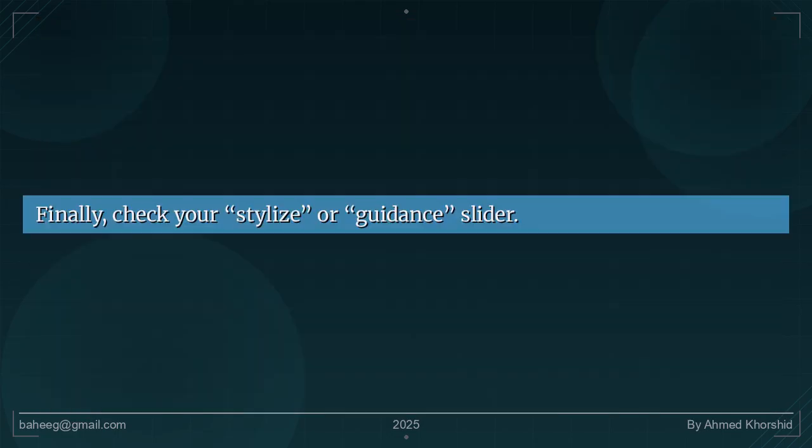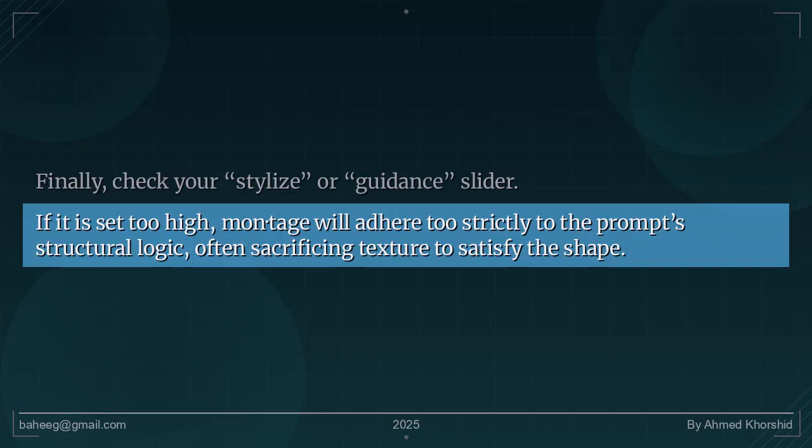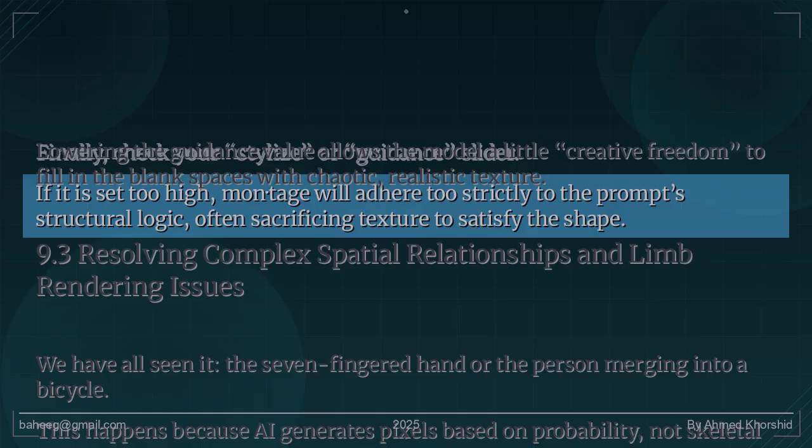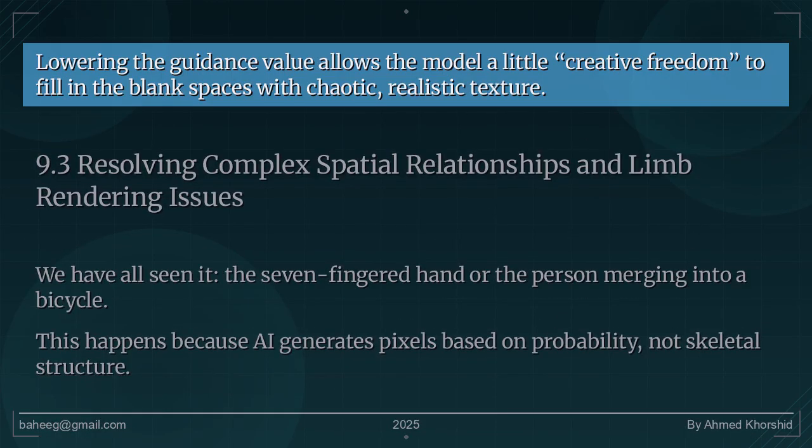Finally, check your stylize or guidance slider. If it is set too high, Midjourney will adhere too strictly to the prompt's structural logic, often sacrificing texture to satisfy the shape. Lowering the guidance value allows the model a little creative freedom to fill in the blank spaces with chaotic, realistic texture.